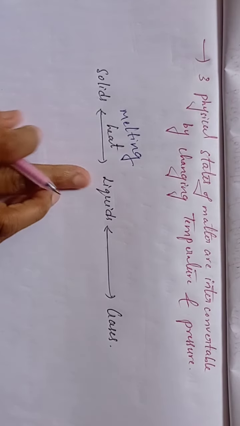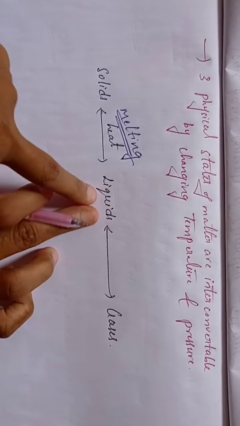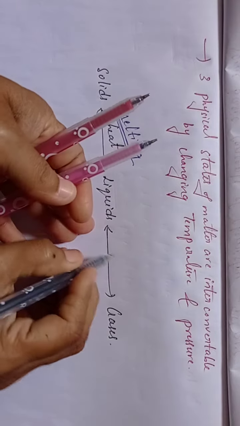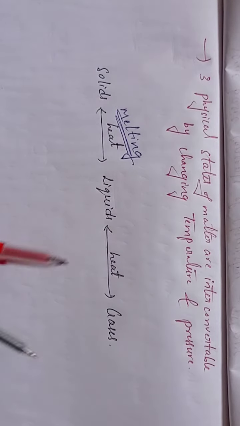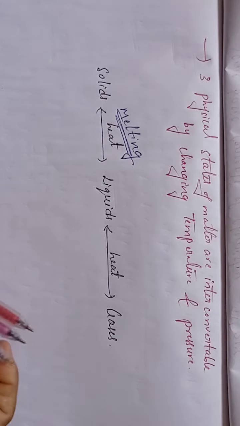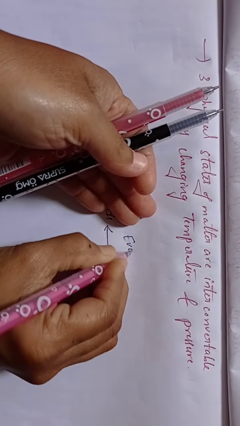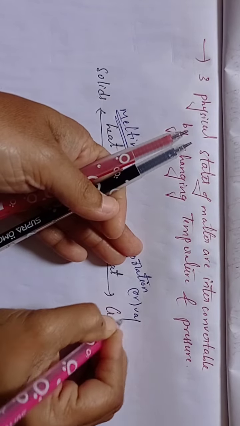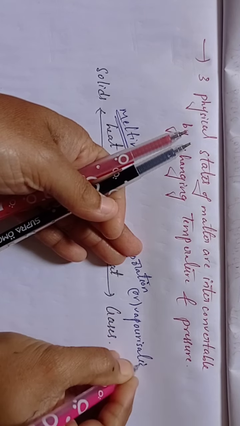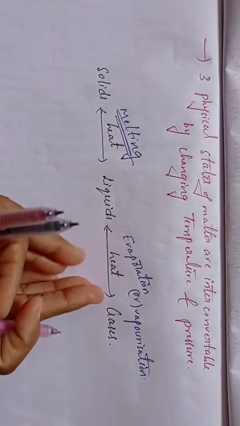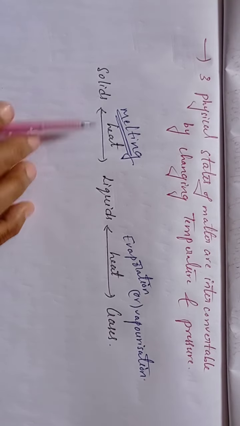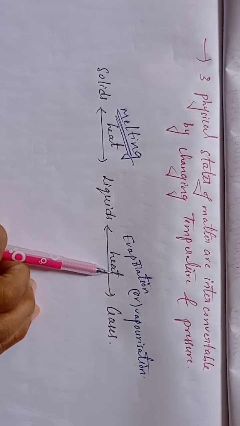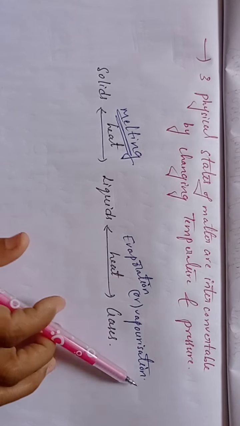Next one. Now see, students, liquids by heating can convert into gases. Understanding? So they convert into gases by heating. This is nothing but vaporization or evaporation. What will we call it, students? Evaporation, or we will call it vaporization. It is also called vaporization. Solids convert into liquid by heating. This process is called melting. Liquids convert into gases by heating. This process is called evaporation or vaporization.